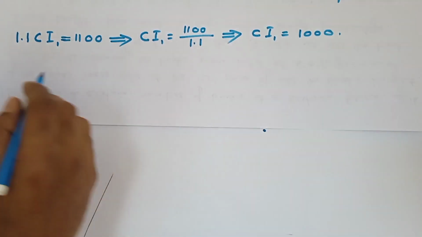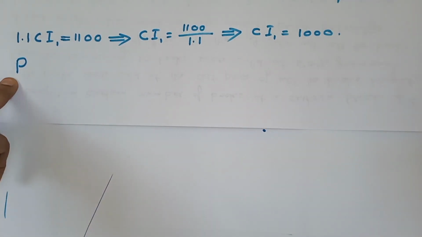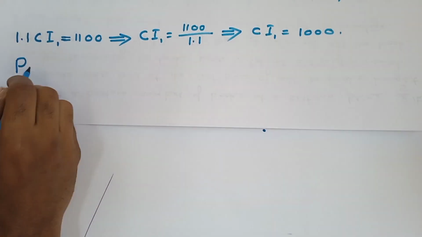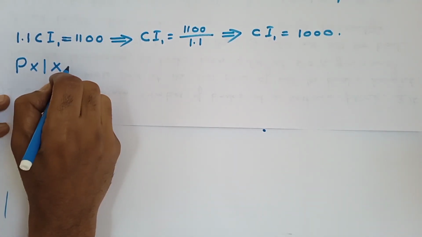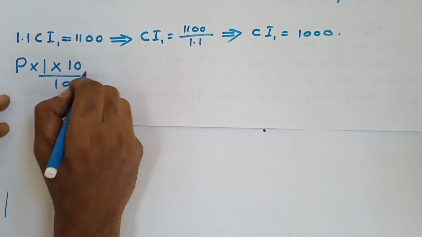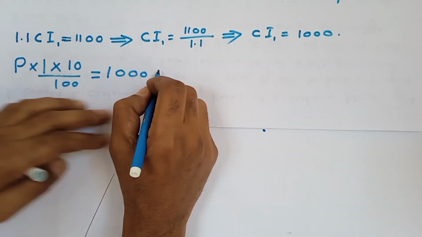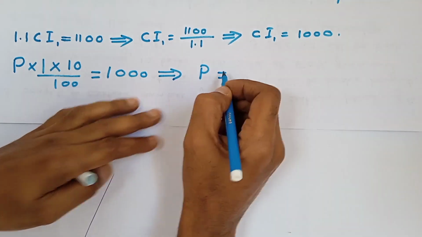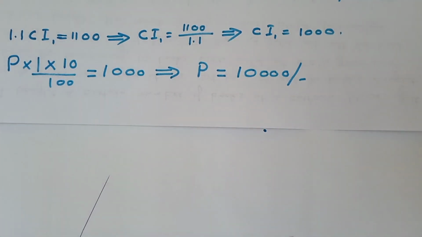Now we are asked to find out what sum. We have assumed the sum, or the principal, to be P here, and interest for 1 year means 1, and the rate of interest already found to be 10. So this is interest for 1 year, which is CI1, and that's equal to 1000. This implies on simplification P will be 10,000 rupees. So the sum is 10,000 rupees.